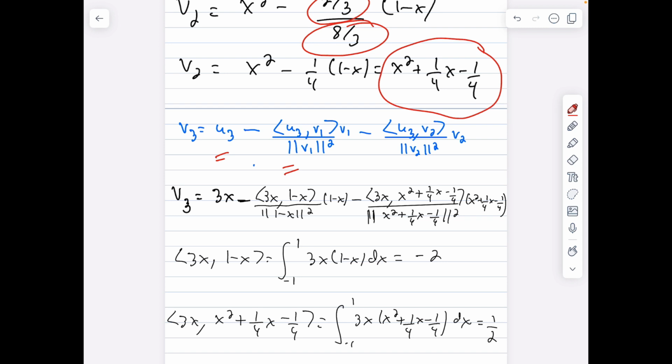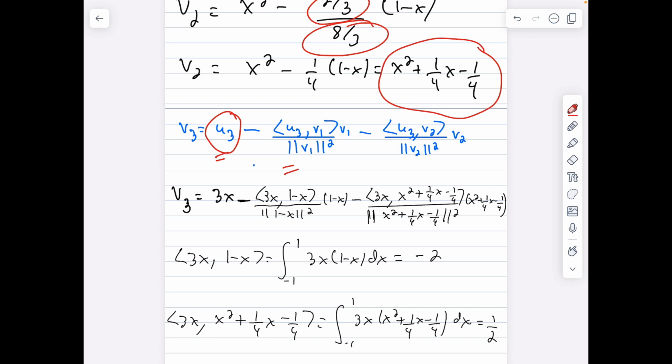And one thing to note here is that you have a bit of a general formula. When you're figuring out Vn, it's equal to U sub n minus the inner product of U sub n with each of the other V's before it, divided by those magnitudes, times those vectors. So in this case, V1 and V2, okay?